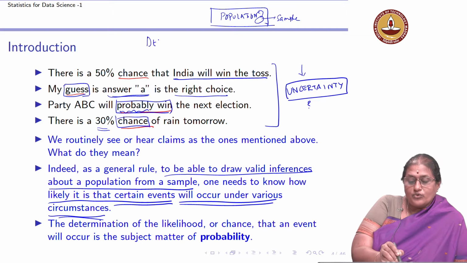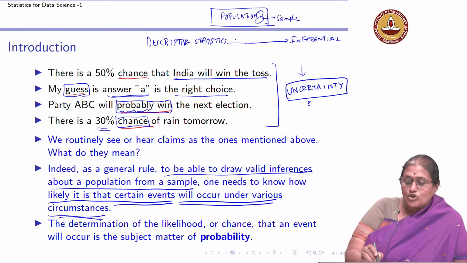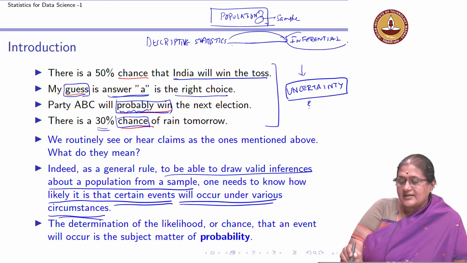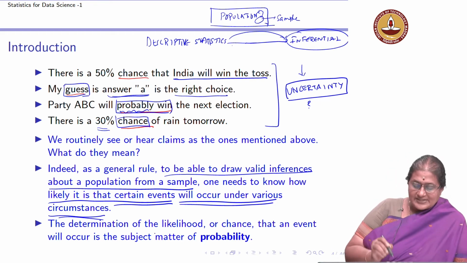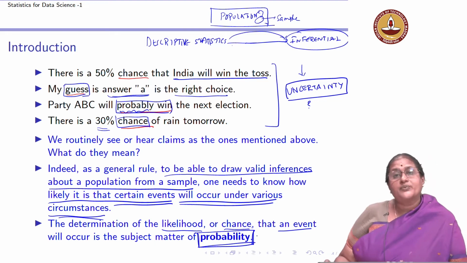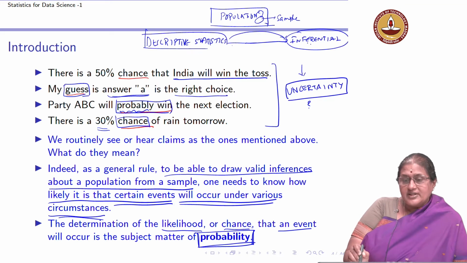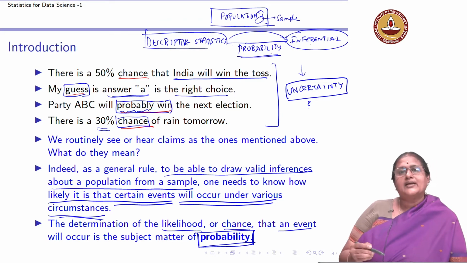So, if I want to move from my descriptive statistics, which we learned in our first module, to inferential statistics, which you will be learning in your second course, I need certain tools to capture the uncertainty that would manifest here. That uncertainty, that is the determination of the likelihood or chance that an event will occur, is the subject matter of what we refer to as probability. Hence, if I have to go from this to this, I need to understand probability, and that is what we are going to do in the next 2 weeks.